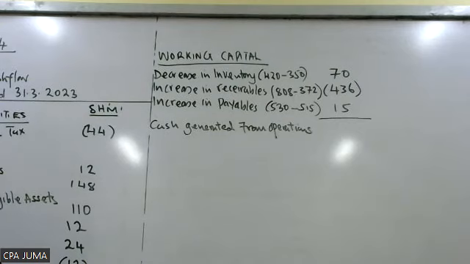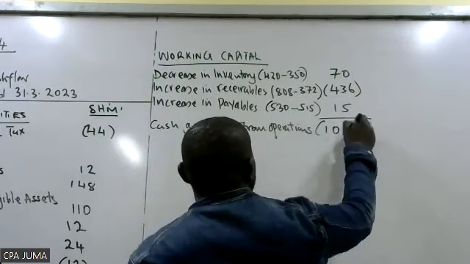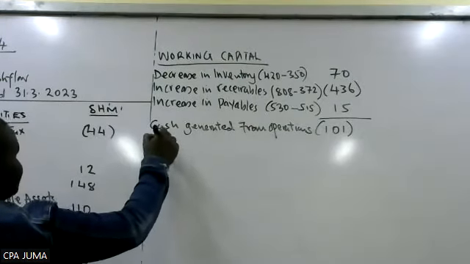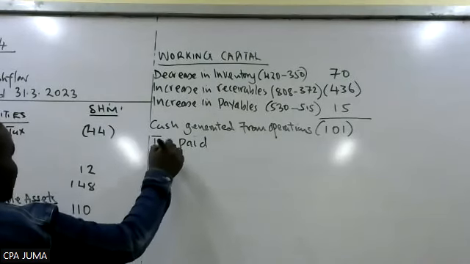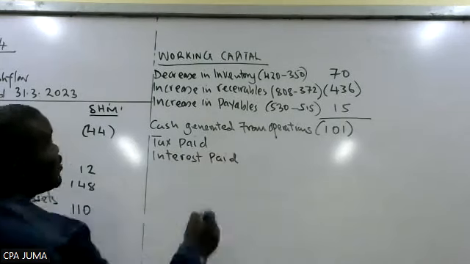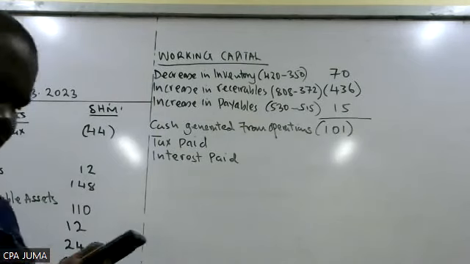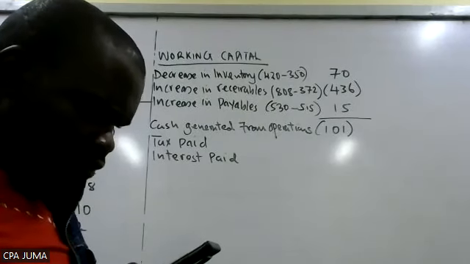Thank you. So people have given me negative 101. Then you bring here tax paid and interest paid. Those two, once you bring these two, you are done with operating activities. So I want us to check the tax paid and interest.